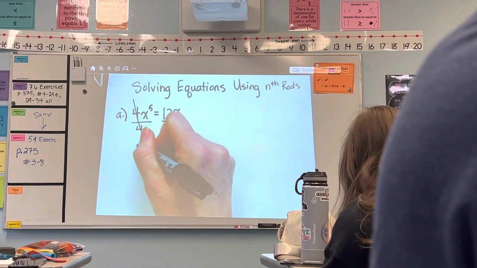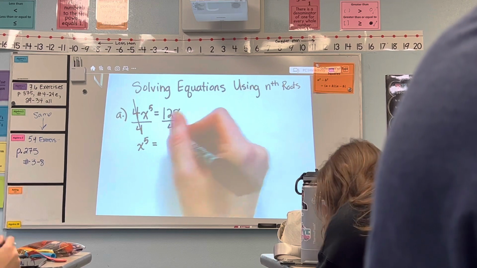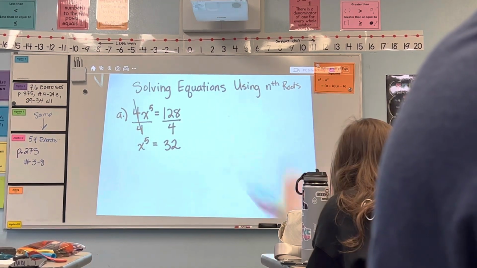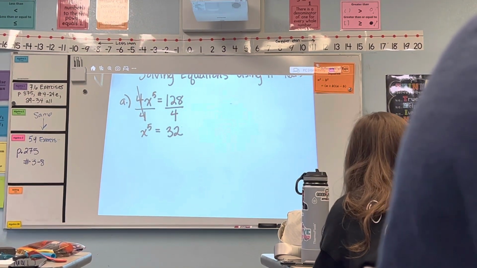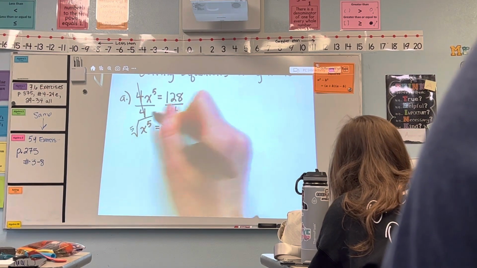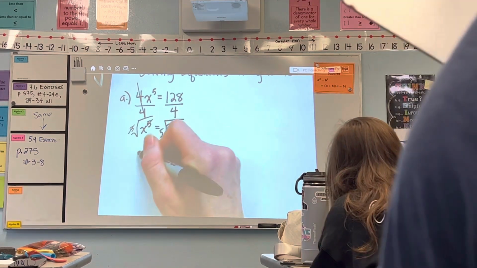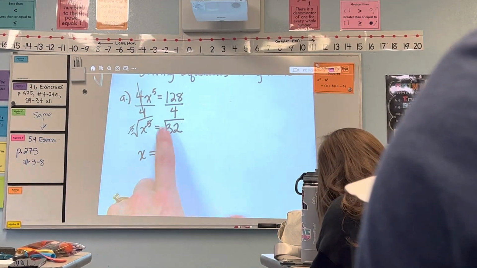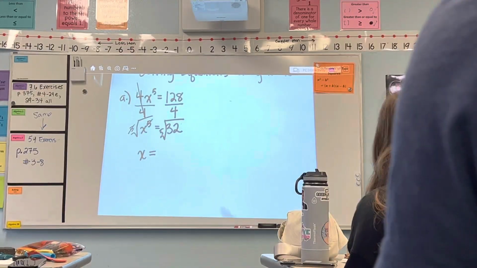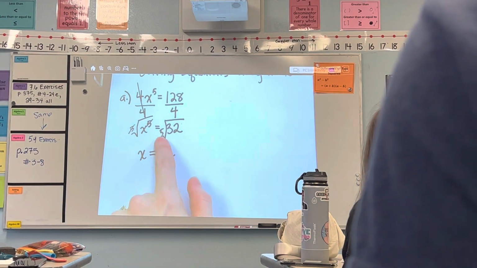Divide by 4. 128 divided by 4 is 32. So x to the 5th equals 32. And in order to cancel this out, you take the 5th root of both sides. This is an odd root, so it's only going to have one answer. So it's just positive 2. The 5th root of 32.